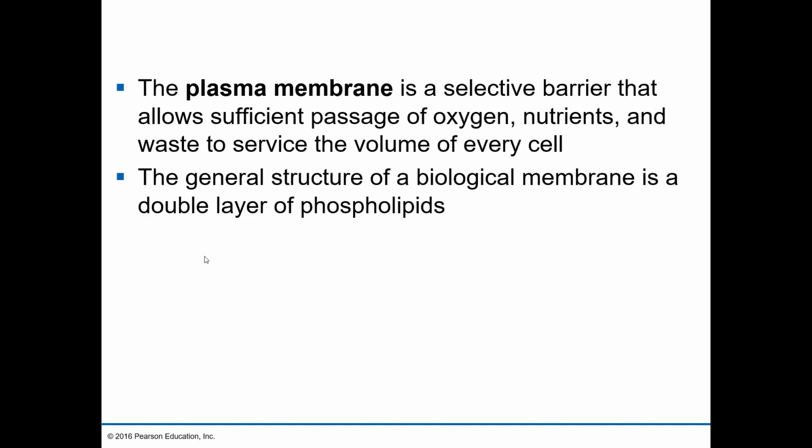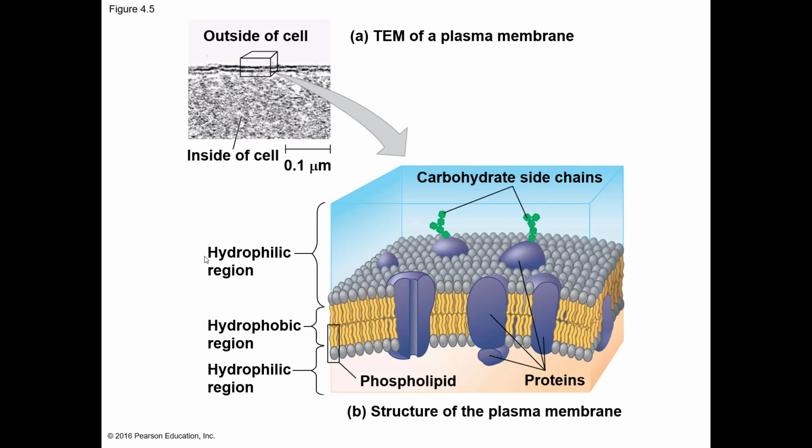The general structure of a biological membrane is a double layer of phospholipids, and we're going to cover this ad nauseam when we get into the chapter on plasma membranes and lipid bilayers and all that kind of stuff. You're going to understand that quite a bit better. But basically, bi means two, so it's made up of two components. And you have a head region, which is hydrophilic. Hydro means water, philic means to love.